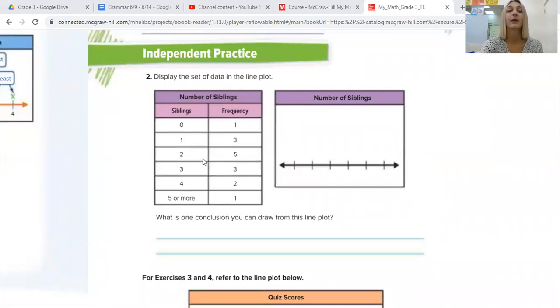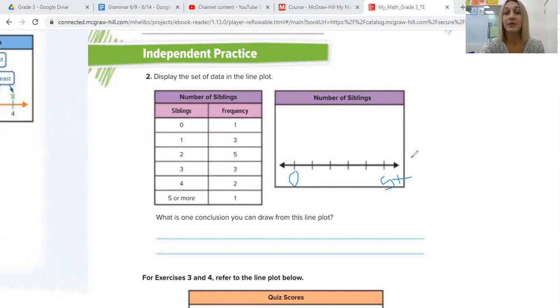All right, so you have another frequency chart here. You're going to display this set of data over here. Now, this time is the number of siblings people had. They either had 0 siblings, 1, 2, 3, 4, or 5 or more. So the first thing you need to do is decide what numbers go down here. Now, I'll give you your first number, 0, because we do have some people who have 0 siblings. And I will help you out with this 5 or more. You're going to put 5 plus to say that they have 5, or they have 6, or they have 7 or 8, 5 or more. 5 plus.